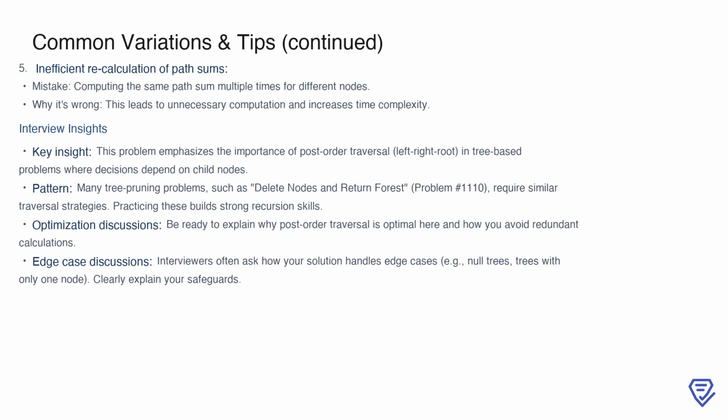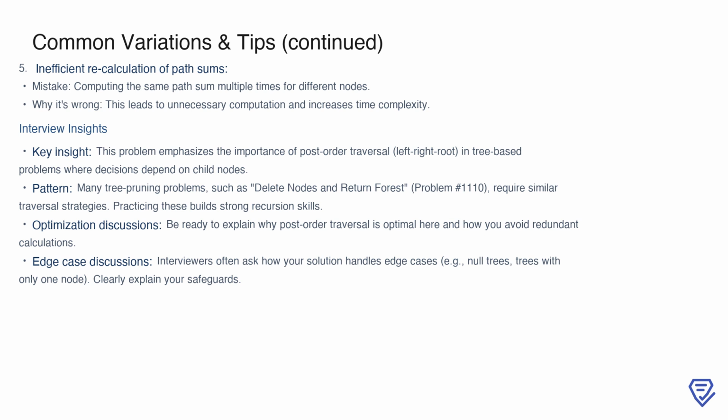Another mistake to avoid is the inefficient recalculation of path sums. If you compute the same path sum multiple times for different nodes, it leads to redundant calculations and increases the problem's time complexity unnecessarily. Now, let's look at some interview insights.